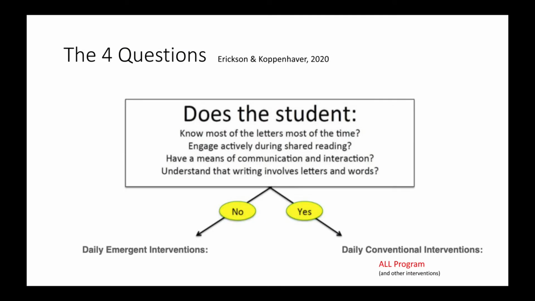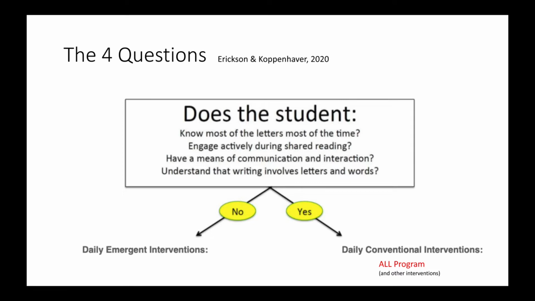So let's look at tool number 1. We use these 4 questions to help us decide whether our student is emergent or conventional. Ask yourself each of these questions and answer yes or no to them. If you answer no to any of them, your student is at an emergent literacy level and is better suited for emergent literacy interventions. If you answer yes to all of the questions, your student is at a conventional level, and the ALL program will be an appropriate intervention for them.